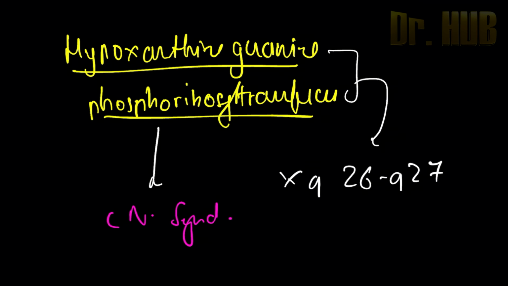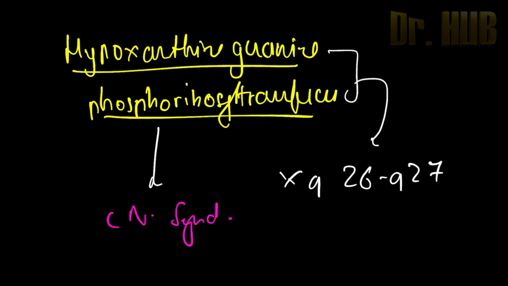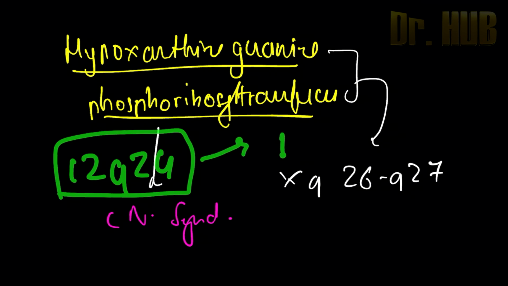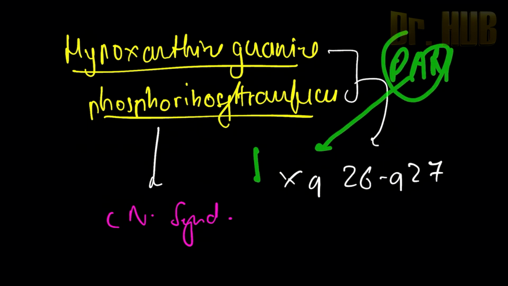Let's recap what we have done. We discussed beta globulin and adenosine deaminase. Next we also saw phenylalanine hydroxylase. The chromosome involved was 12q24, so 12q24 was associated with phenylalanine hydroxylase. The disease associated with phenylalanine hydroxylase is phenylketonuria.